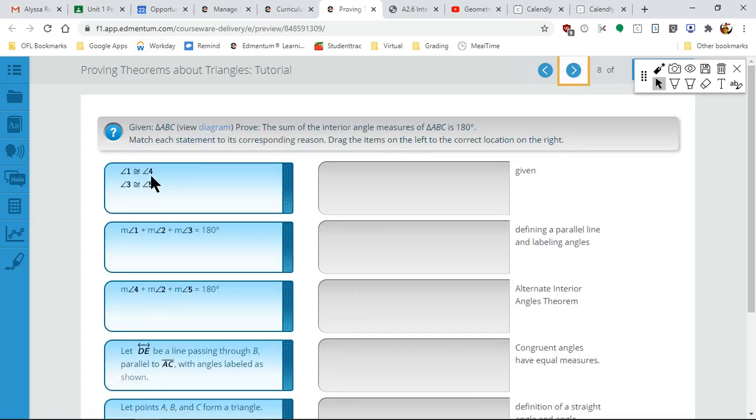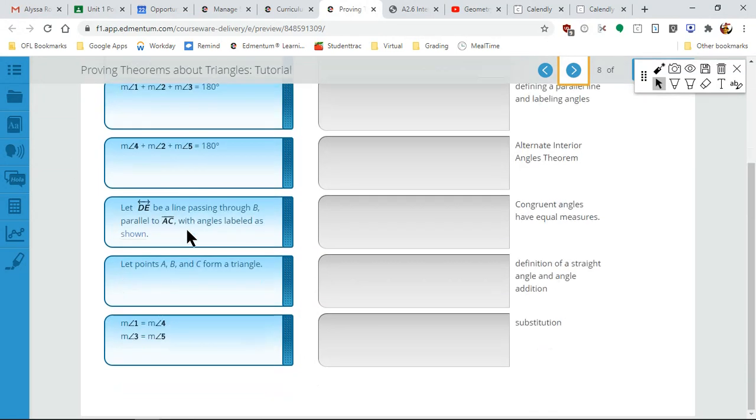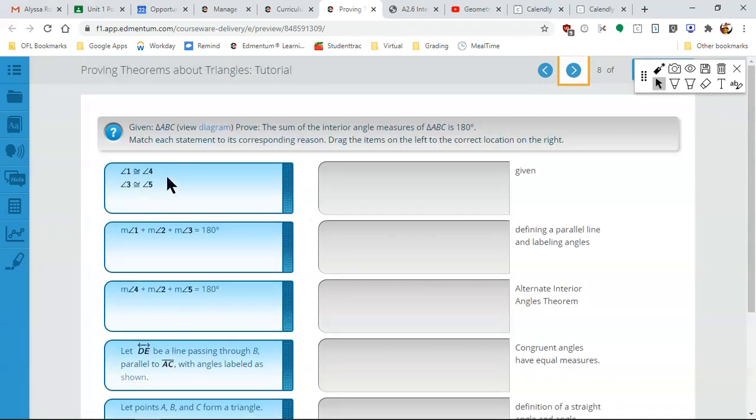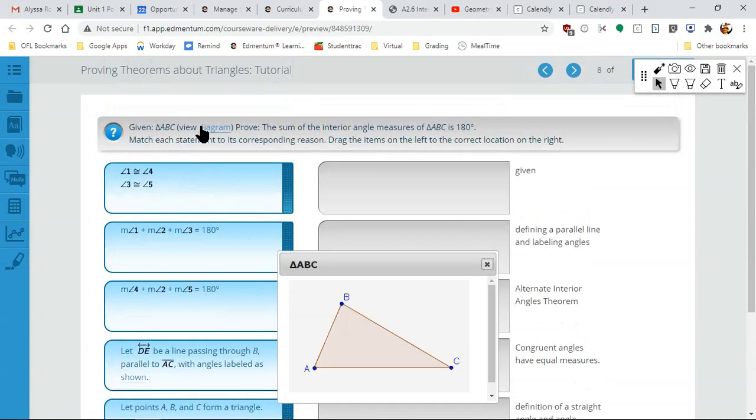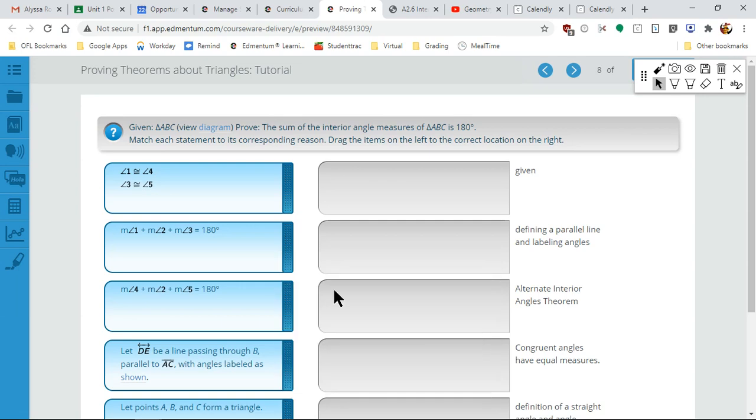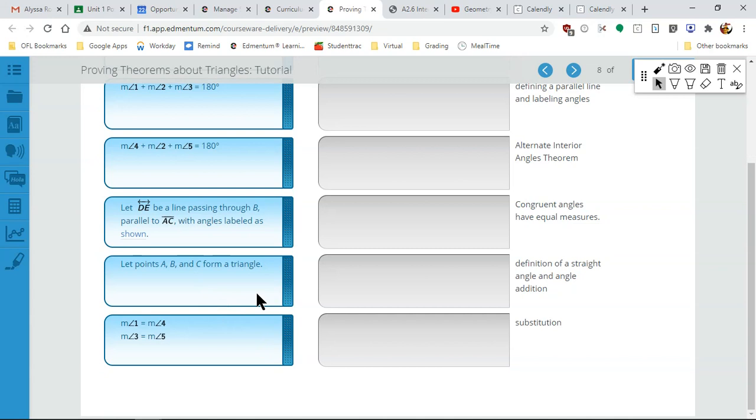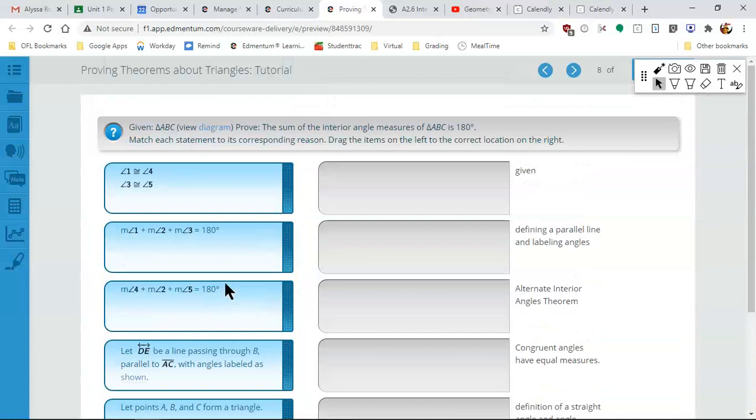All right, so now we're going to list a proof. The first proof says, given this triangle, the sum is equal to 180 degrees. So we're already given a triangle that has 180 degrees. So what are we given? We're given angle 1, angle 2. If we look at this diagram, they're talking about this triangle. So points A, B, and C form a triangle. Given that, we're going to prove the sum equals 180.